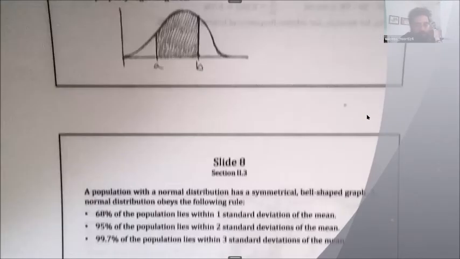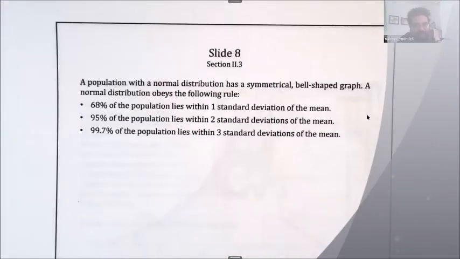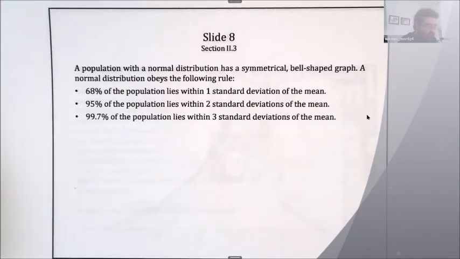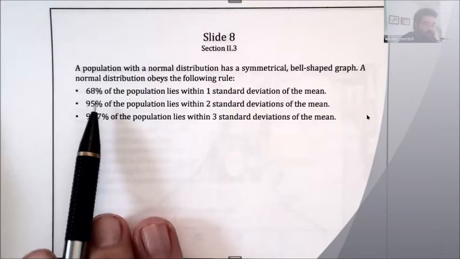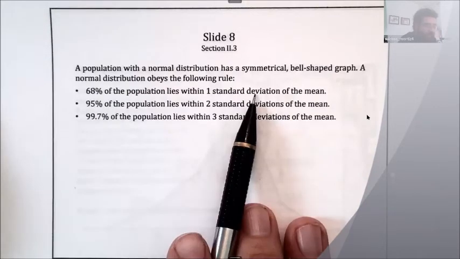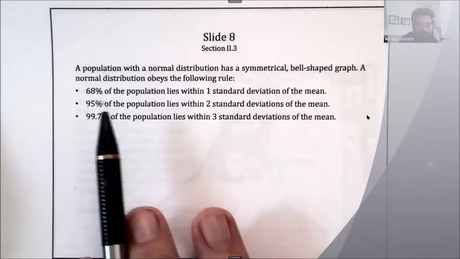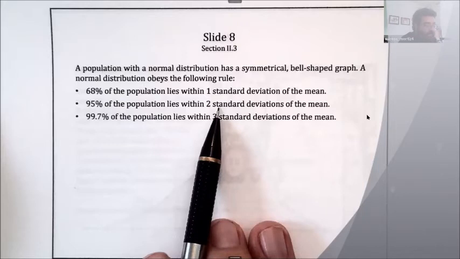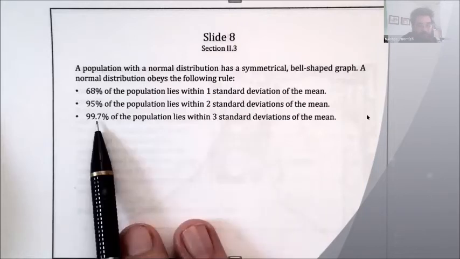Now, a population with a normal distribution has a symmetrical bell-shaped graph. A normal distribution obeys the following rule. 68% of the population is within 1 standard deviation of the mean. 95% of the population is within 2 standard deviations of the mean. 99.7% of the population is within 3 standard deviations of the mean.